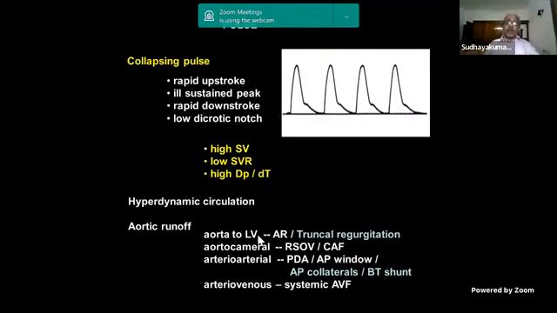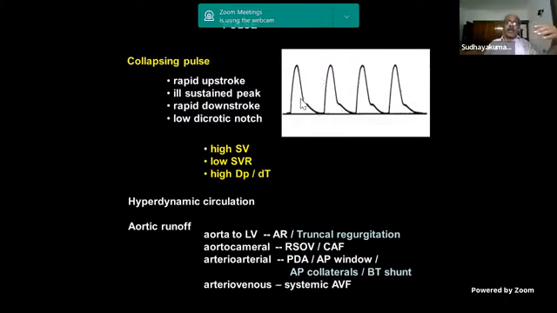When you talk about aortic runoff, it could be to the left ventricle as in AR or truncal regurgitation. It could be to other chambers like the right heart, RSOV, and coronary artery fistula, where it runs off to a chamber. Arterio-arterial, that is from the aorta to another artery, the classical is PDA, AP window, AP collateral, where the blood flows from the aorta to the pulmonary artery. Then arteriovenous when it runs off into the veins. All these are aortic runoff where you can get the same phenomenon.